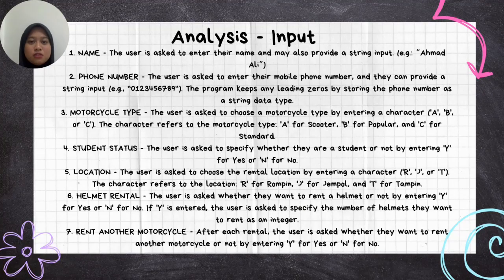Hi, my name is Nurlali Labiha and I will explain the analysis of the code, which is the input, output and process. The first one is the input in the code. There are 7 inputs altogether to make sure we collect input from the user correctly.